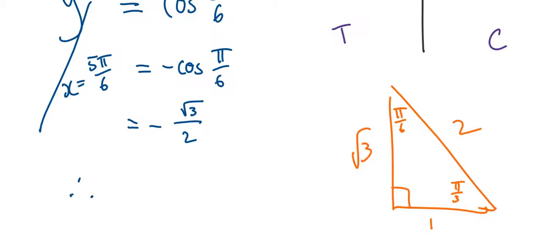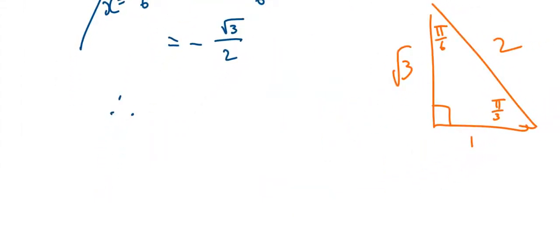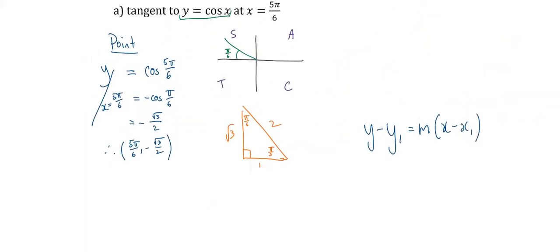Do it without what? Without the x value? No, then you just have a function that's infinite points. How would you do it? No, we're trying to find the equation of a tangent line. Okay, so that means my point is 5 pi by 6 and negative root 3 over 2. How in the world are we going to find the slope?